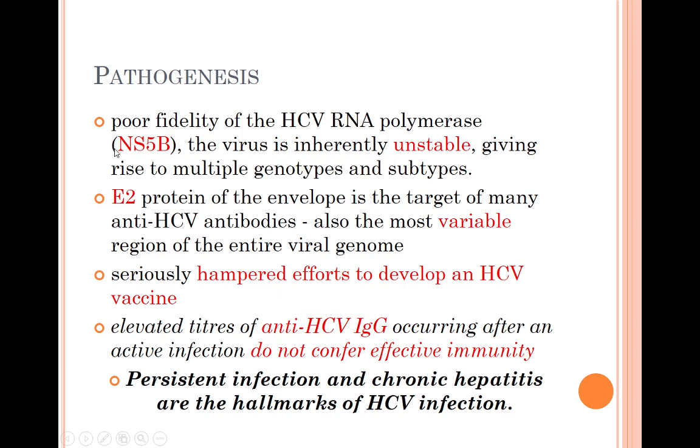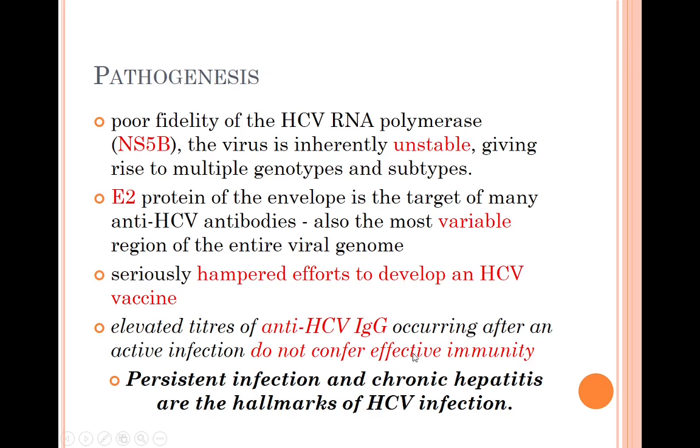It has poor fidelity. It is absolutely unstable. Unstable means that it gives rise to multiple genotypes and subtypes. The E2 protein is the target for many antibodies, but it is also the most variable region. Okay, so because of these, serious efforts have been made, but they have not been successful. And elevated titers of anti-HCV immunoglobulins occurring after an infection do not actually confer effective immunity. So this is also one reason.